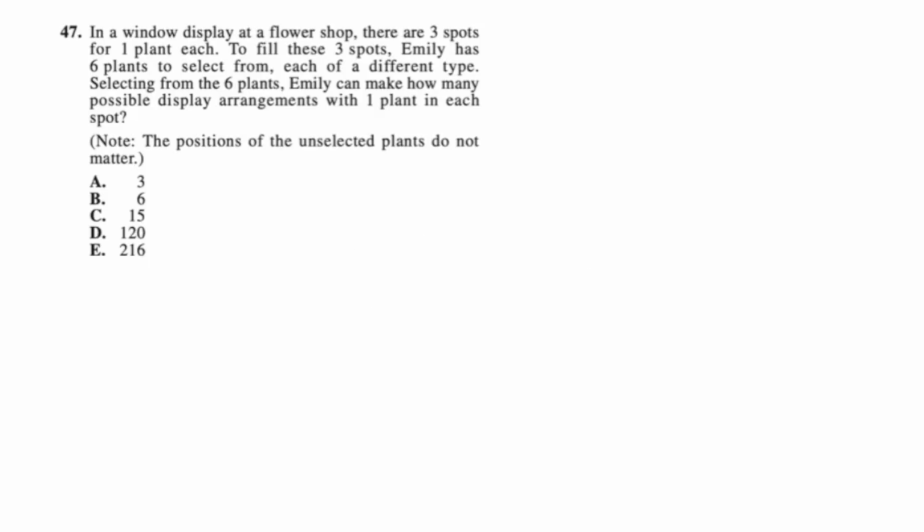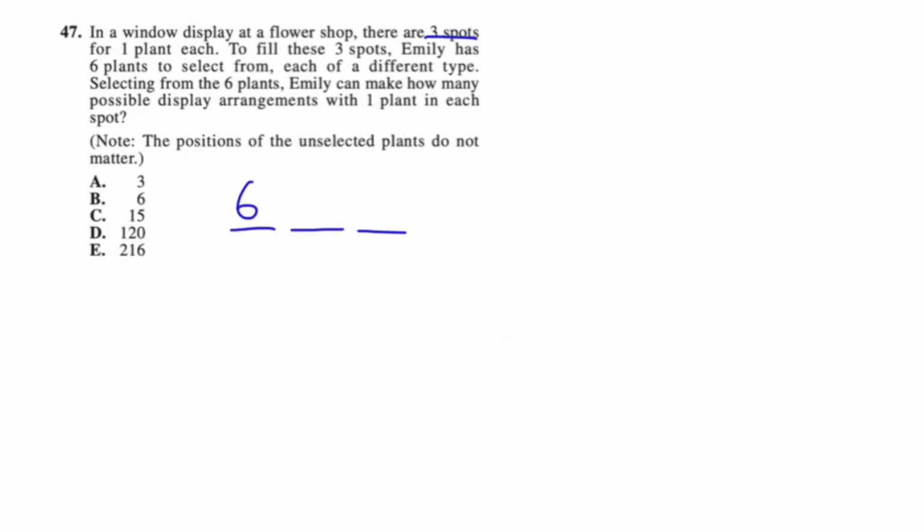Okay, so let's visualize this, as I like to do with a lot of things. So we have 3 spots available, 1, 2, 3, for 1 plant each. So I can only fit like 1 plant, there's my plant, there's a little flower, in each of those spots. To fill these 3 spots, Emily has 6 plants to select from. So there's 6 choices that she could plant there. Only 1 will go there, but she has 6 things to choose from.